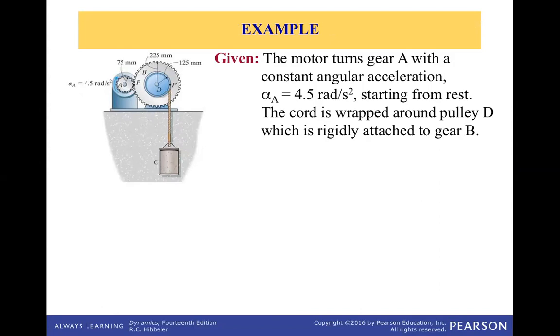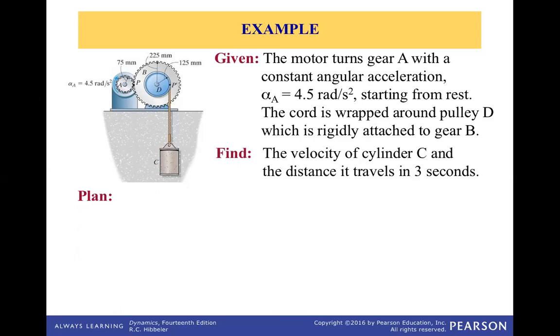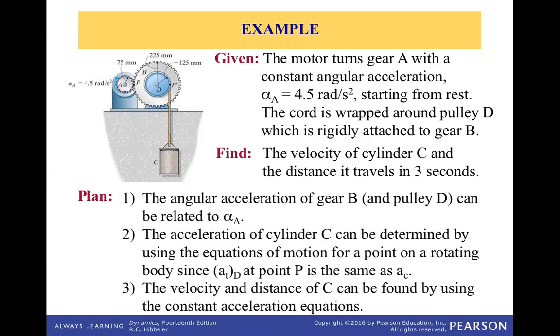and then I'm going to just post the solutions for the group problem solving later, okay, after the class. So this one says if you have 2 motors A and B, with A having constant angular oscillation alpha A of 4.5 radians per second square, starting from rest, the cord is wrapped around pulley D, which is rigidly attached to gear B, okay? Find the velocity of the cylinder C and the distance it traveled in 3 seconds, okay?